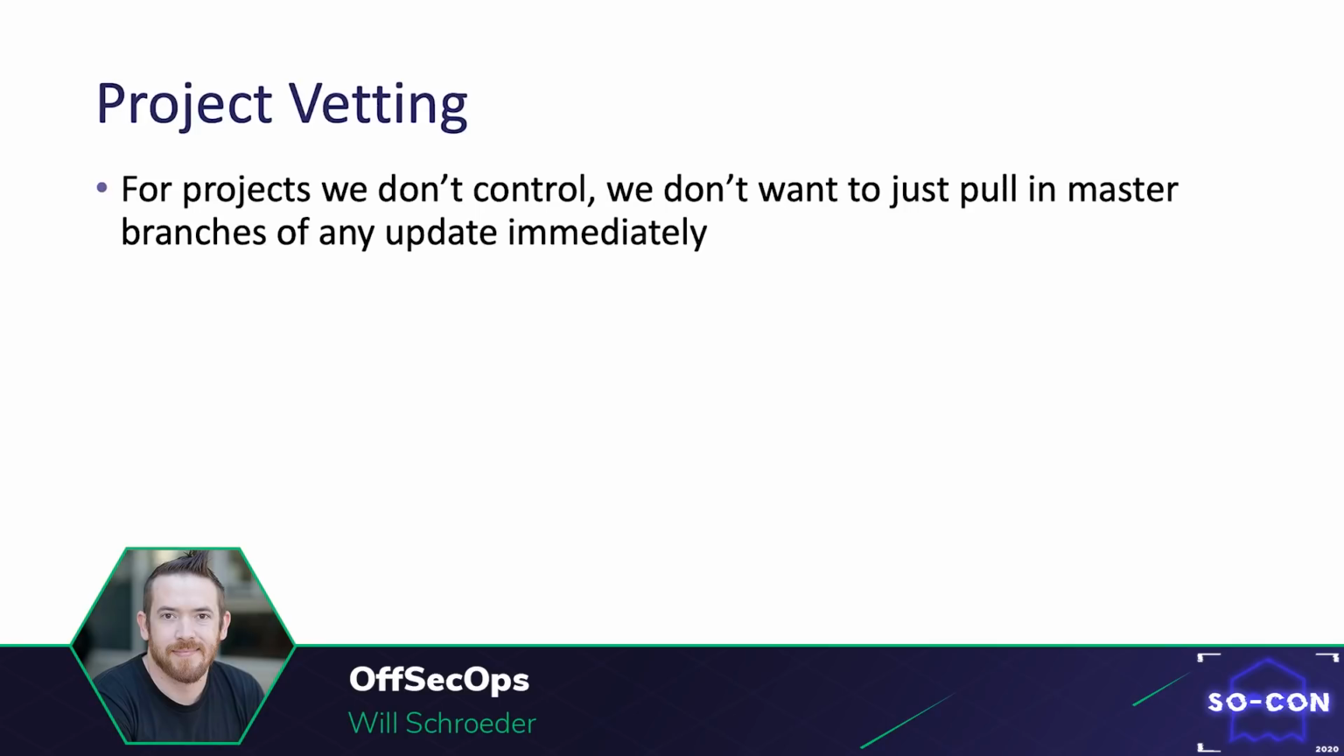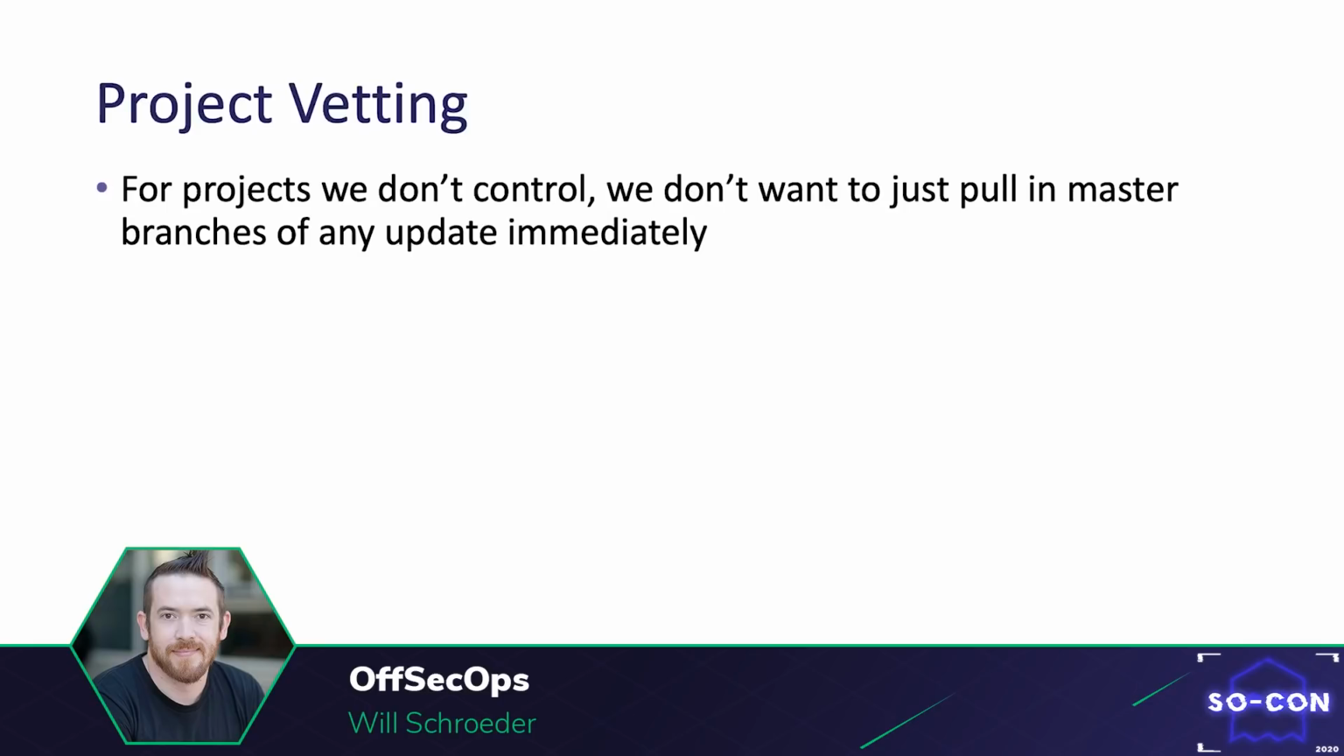There's a lot of projects that we use on engagements that we don't control the source code of. This is pretty much the case for anyone in the entire offensive community. People have different risk tolerances for this, but in general, we don't want to just pull in master branches for any code that's pushed up, because we don't want to pull changes in without reviewing them to some degree.